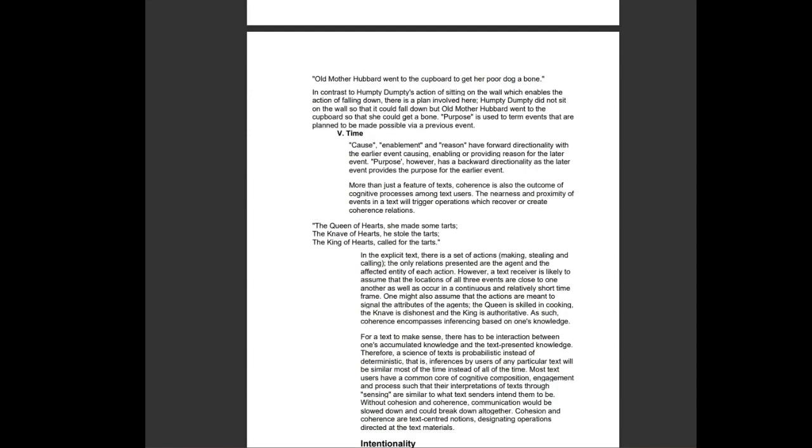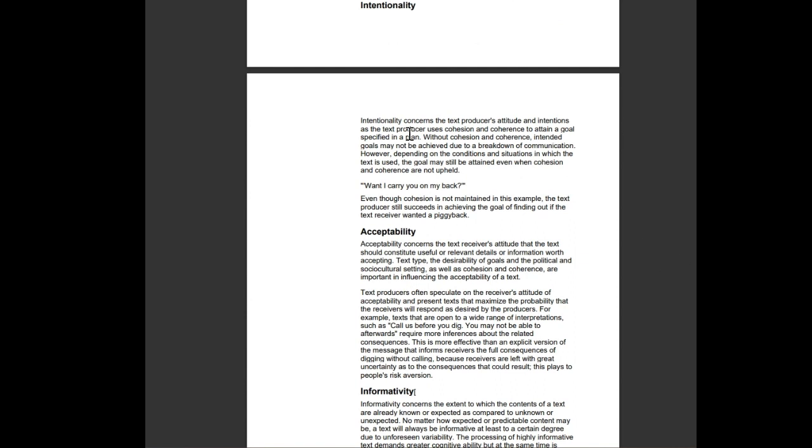Let's talk about intentionality. Well, this concerns the text producer's attitude. I mean, as they said, the intention, of course. So the keyword is intention. The producer uses cohesion and coherence to attain a goal specified in a plan. So, with no cohesion and no coherence, intended goals may not be achieved due to a breakdown of communication, but depending on the condition and situation in which the text is used, the goal may still be attained even when cohesion and coherence are not fulfilled.